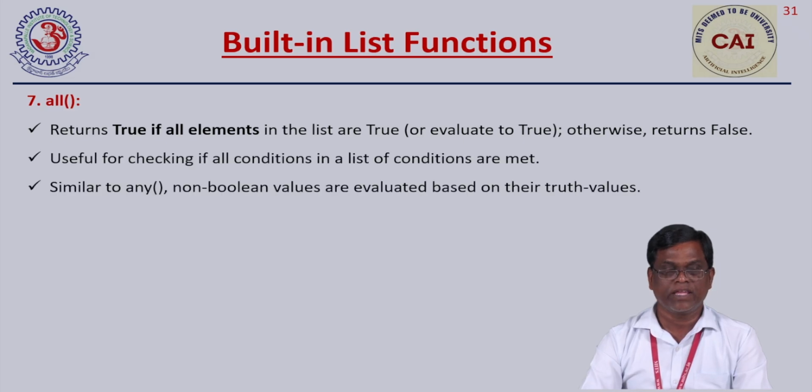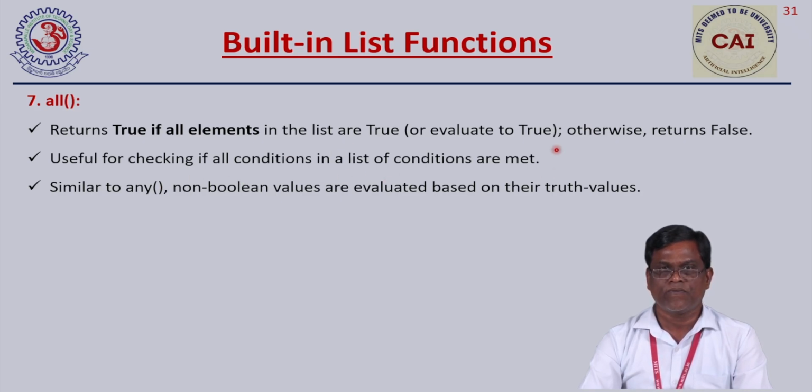And similarly, we have another function, the all function. This will return true if all the elements in the list are true. Previously, if any one element is true, then it returns true. But here, whatever elements we have in that particular list, all need to be evaluated true, then it will return true, otherwise it will return false. So it is useful for checking if all conditions in the list are met.